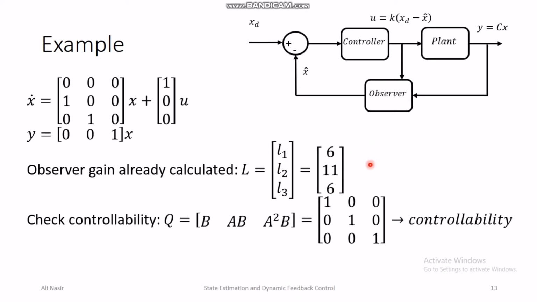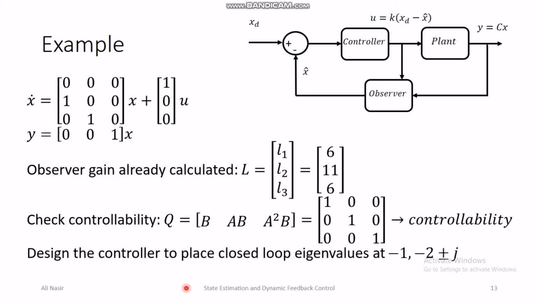For designing the controller, first of all we have to check the controllability of the system. We formulate the controllability matrix Q = [B AB A²B], and then we check the determinant. Because this is an identity matrix with a determinant equal to 1, which is non-zero, the system is controllable. Now we can place the closed loop eigenvalues anywhere we want. Let us suppose we want to place one eigenvalue at -1, and two eigenvalues at -2 ± j. Again, I emphasize that complex eigenvalues should always be in complex conjugate pairs.